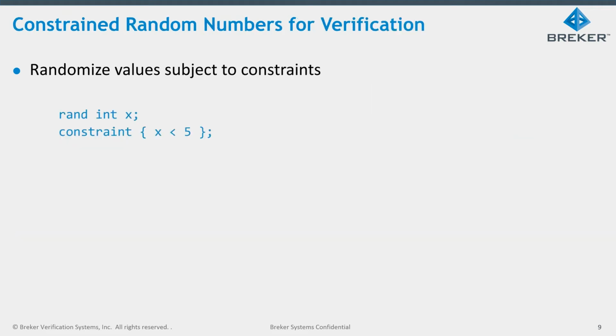So what do planners bring to verification that we don't already have? I assume everybody on this call is familiar with constrained random numbers for verification. SystemVerilog has brought this to us; we've been doing this for the last 20 years or so. We can say, I want to randomize a number, and we can put some constraint on it that says, okay, I want that number to be less than 5. So we know this.